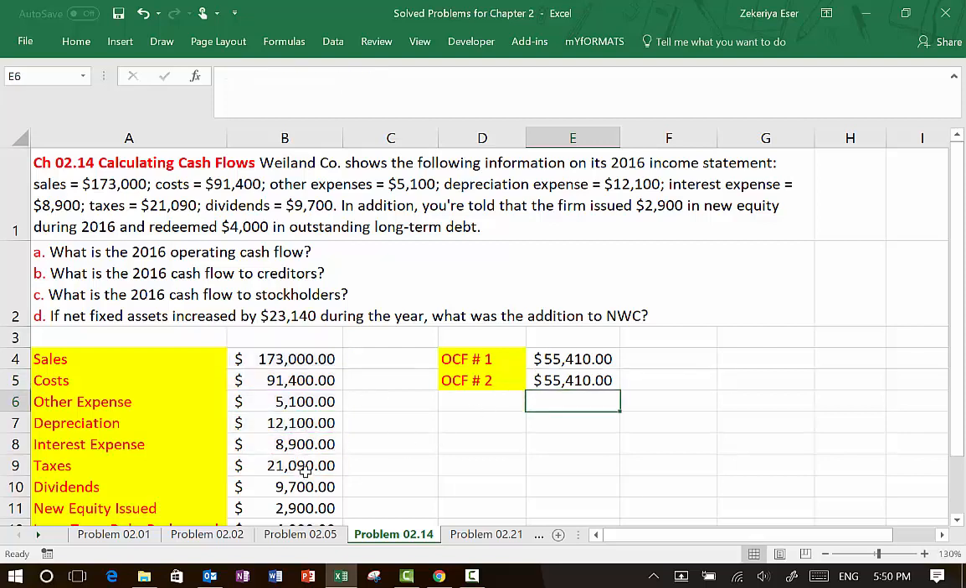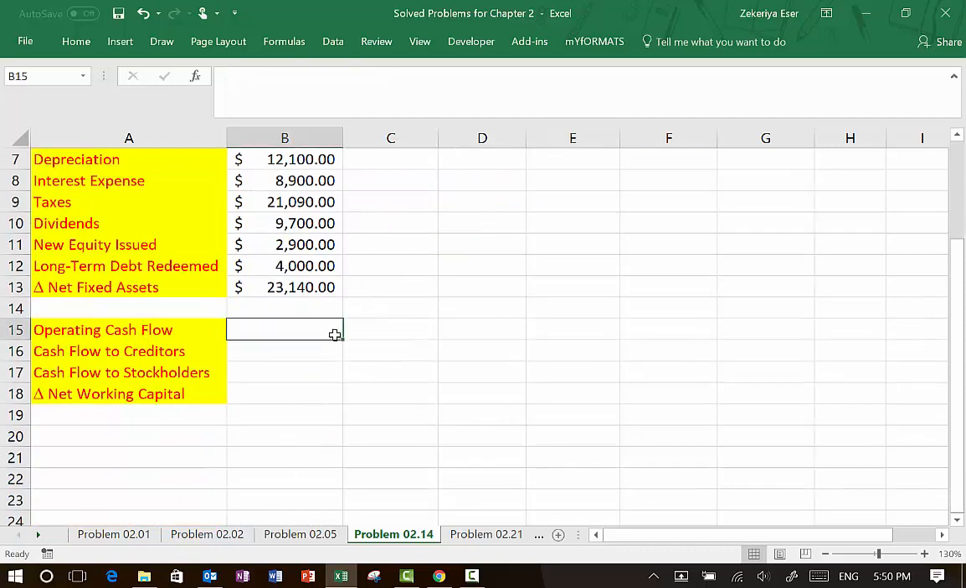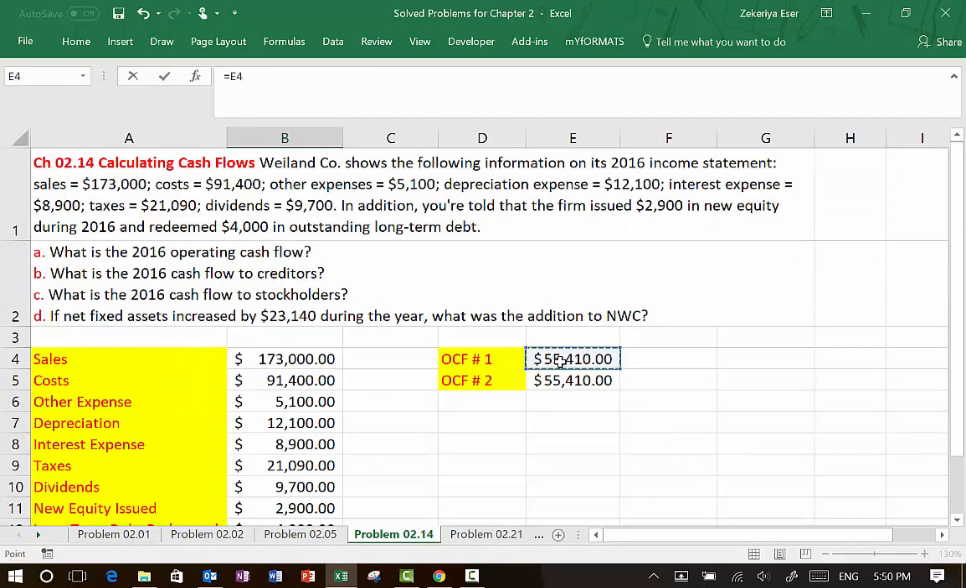Of course, in this problem, we knew the tax amount directly, so it's better to do it the first way. But had we not known the tax amount, we would have had to calculate earnings before taxes, then calculate the taxes, and go that way. In that scenario, OCF number 2 is actually a better way of doing things. Now, so operating cash flow is that one.